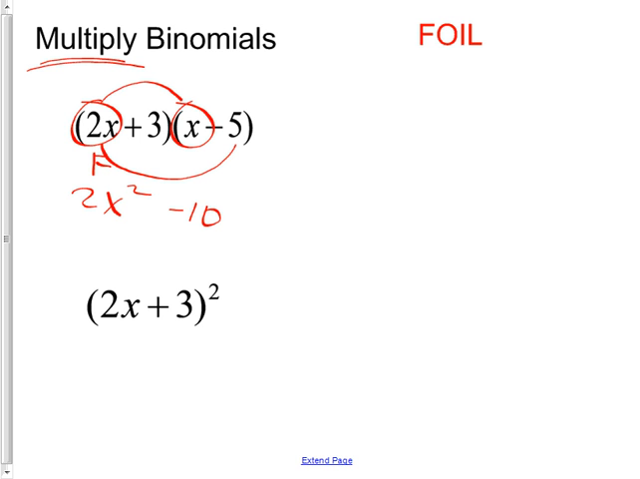These were the outside terms. Next comes inside, and last is last. The inside ones are this and this. 3 times the x makes 3x. And that's positive, because they were both positive. And then the lasts I'll do with green triangles. Those are the lasts, the last of each binomial. 3 times negative 5 makes negative 15.